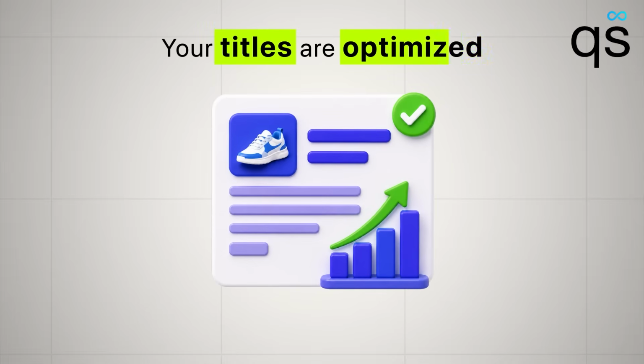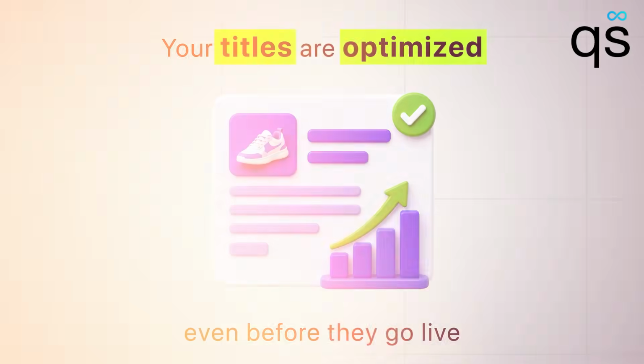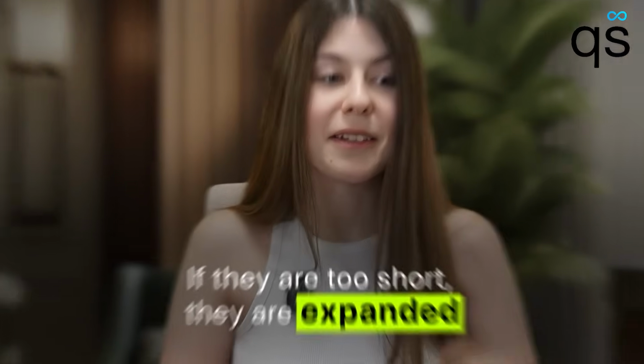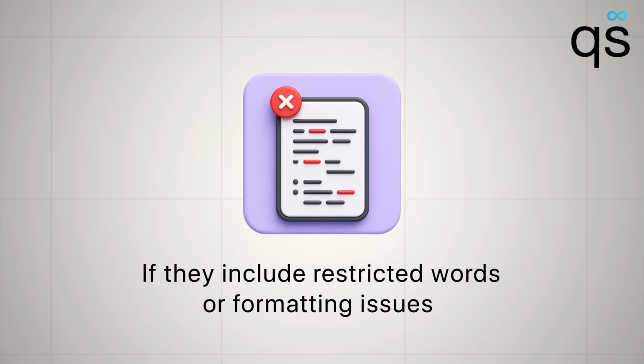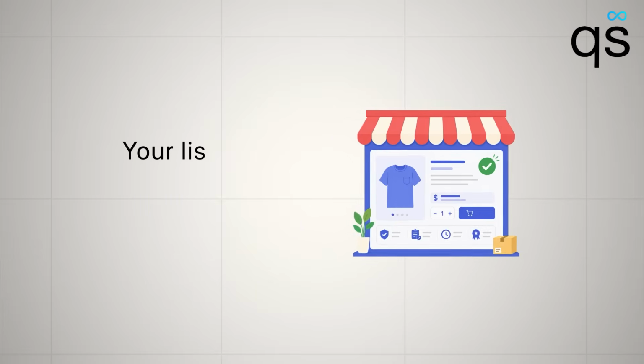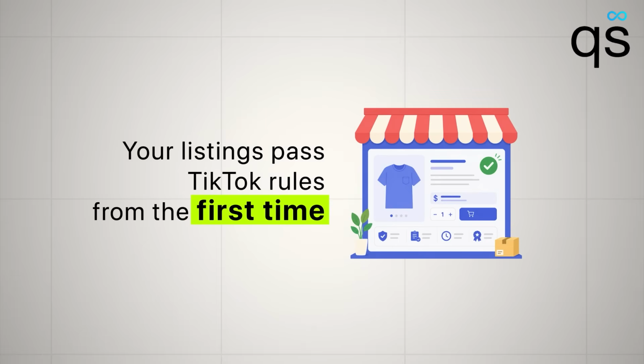Your titles are optimized even before they go live. If they are too short, they are expanded. If they include restricted words or formatting issues, they are cleaned up. Your listings pass TikTok rules from the first time.